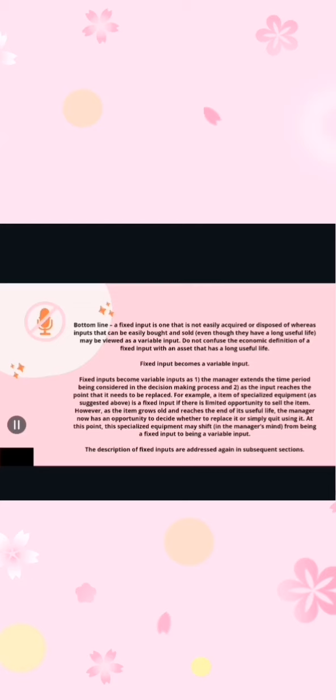At this point, this specialized equipment may shift in the manager's mind from being a fixed input to being a variable input. The description of fixed inputs are addressed again in subsequent sections.